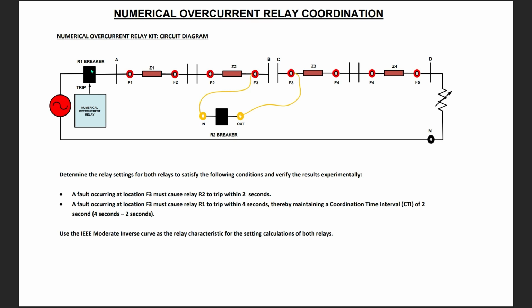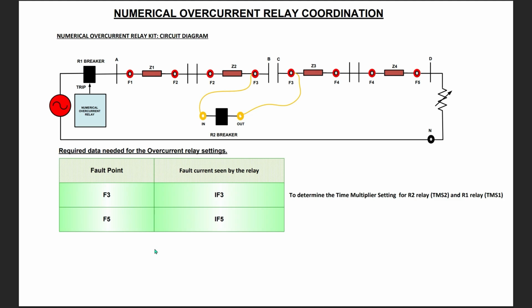In this section, we will determine the appropriate relay settings for relay R2 and relay R1 based on the following coordination requirement. A fault at F3 must cause relay R2 to trip within 2 seconds. The fault must also cause relay R1 to trip within 4 seconds, acting as a backup with a coordination time interval of 2 seconds. We will use the IEEE moderate inverse time current characteristic curve, and we need the following data for the relay settings of these two relays, R1 and R2.